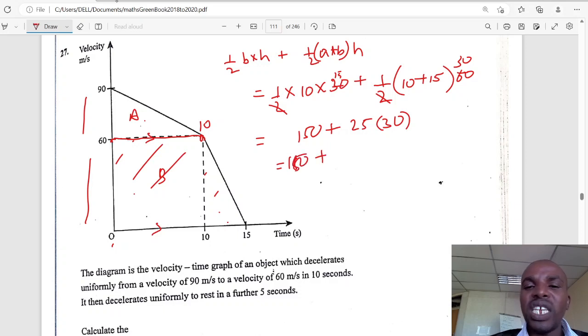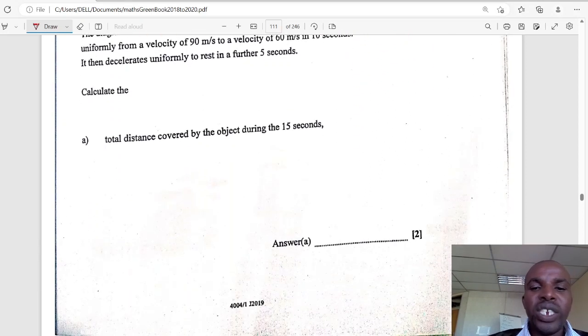So 150 plus 25 times 30, which is the same as 250 times 3. It's 750, right? So it will be 750 plus 150, which is 900 meters. Your distance is in meters, so the working is already there.